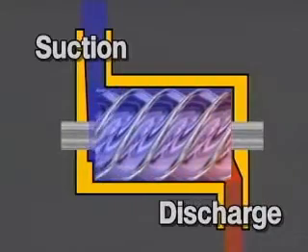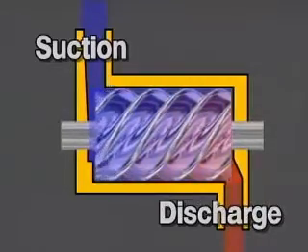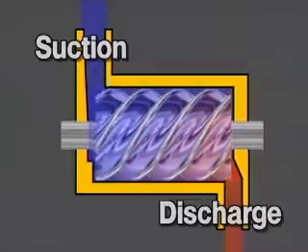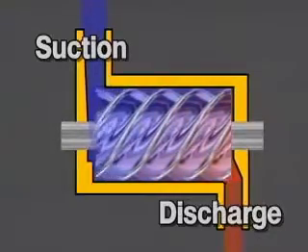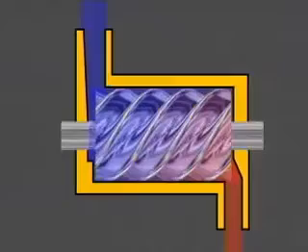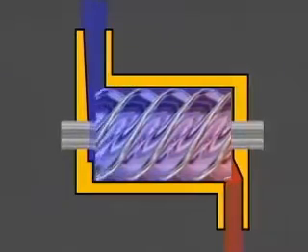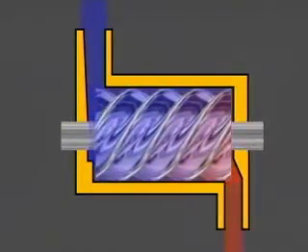This side view shows the overall pattern of refrigerant gas flow through the screw compressor from its suction to its discharge. Like the scroll, compression is nearly continuous and the screw compressor operates smoothly.